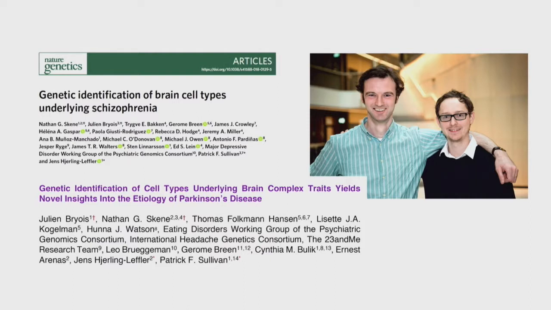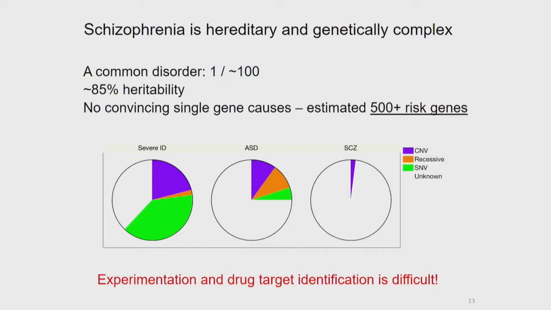So in terms of schizophrenia, which is kind of the interest of my lab, it's a very common disorder. It has a high heritability. There's not a single convincing single gene cause, but instead it's very spread out over the genome. So estimated 500 plus risk genes, depending on who you talk to, some say 800, some say 1,000, some say 300, but very many genes. So each gene contributing a little bit of, or each SNP contributing a little bit.